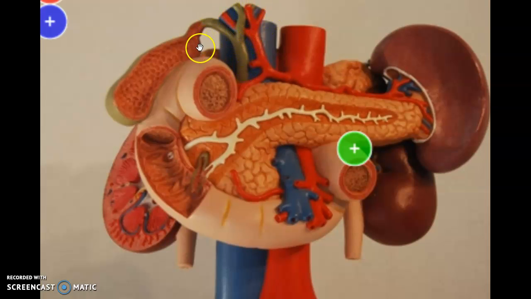Now, right here is the cystic duct. That is going to the gallbladder right there. And the gallbladder is going to store bile. Bile is made up of bile salts, cholesterol, and waste products. When you eat, a hormone is going to be released, and it causes the bile to go back through the cystic duct, down the main bile duct, and through the major duodenal papilla.